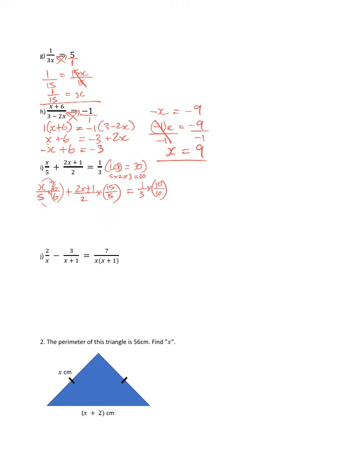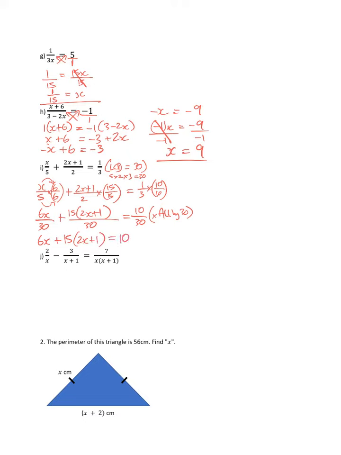Top by the top, bottom by the bottom. x times by 6 is 6x. 5 times by 6 is 30. This is going to be 15 lots of 2x plus 1 over 2 times 15 is 30. Is equal to 1 times 10 is 10, 3 times 10, 30. All the same denominators now, so times all by 30, and you're going to have the top line left over. 6x plus 15(2x plus 1) is equal to 10.